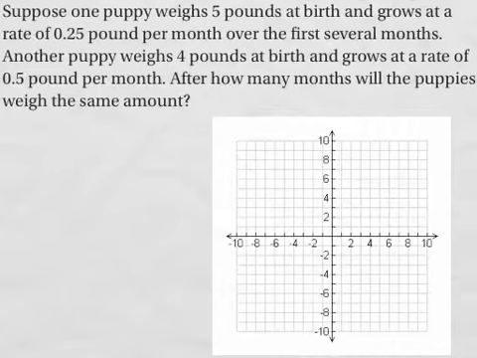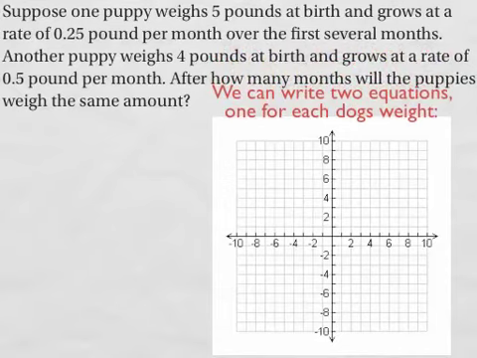So suppose one puppy weighs 5 pounds at birth and grows at a rate of 0.25 pounds per month over the first several months. Another puppy weighs 4 pounds at birth, grows at a rate of 0.5 pounds per month. I can write an equation for each puppy. The first puppy's equation would be y equals 0.25x plus 5. 5 is where we're starting. That's how much he weighs at birth. The 0.25 represents how much he gains per month, which means x is going to represent how many months it's been, and y is going to represent its total weight.